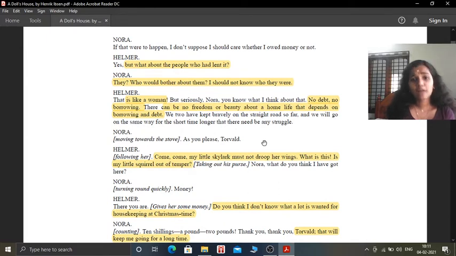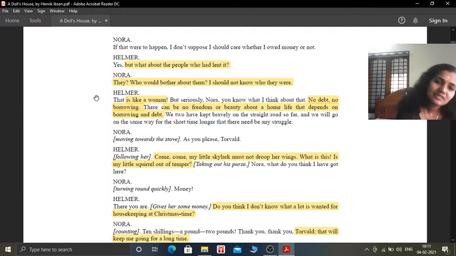Nora: If that were to happen, I don't suppose I should care whether I owed money or not. She said that she doesn't care about that, that you have to manage all these things. And she said, why should I worry about it? I'm saying what I mean.